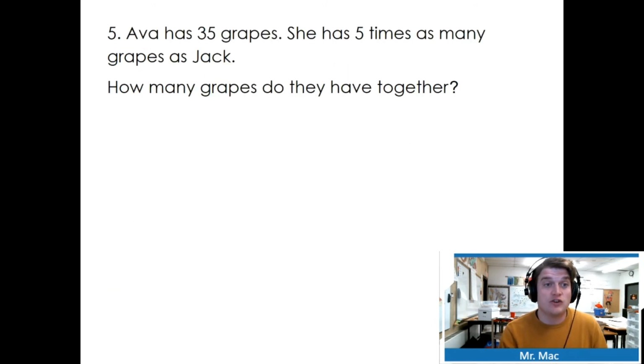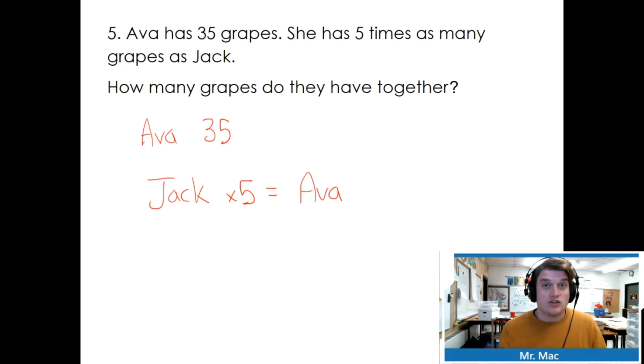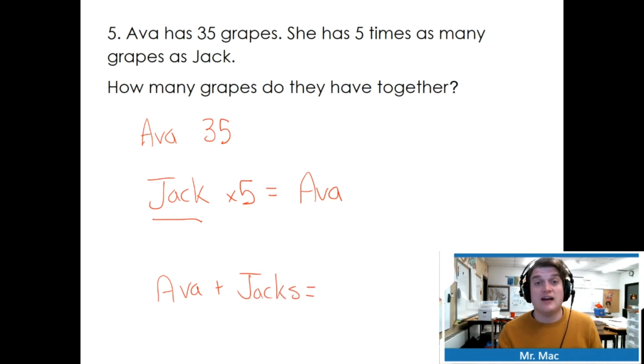Ava has 35 grapes. She has 5 times as many grapes as Jack. How many grapes do they have together? Ava, 35. Jack times 5 equals Ava. So your first job is to find out Jack times 5 equals 35. And then you need to add Ava's grapes to Jack's grapes to get our final answer. Go ahead and try it out.